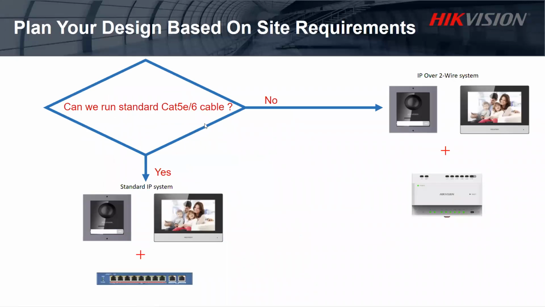The first question you need to ask when you are planning your design is, can we run standard Cat5 or Cat6 cable? If the answer is yes, then absolutely you're going to use the normal PoE switch and connect your devices to the PoE switch. If the answer is no and it's hard to run a network cable and there is already existing two-wire cable, then you're going to start to use the IP over two-wire system.